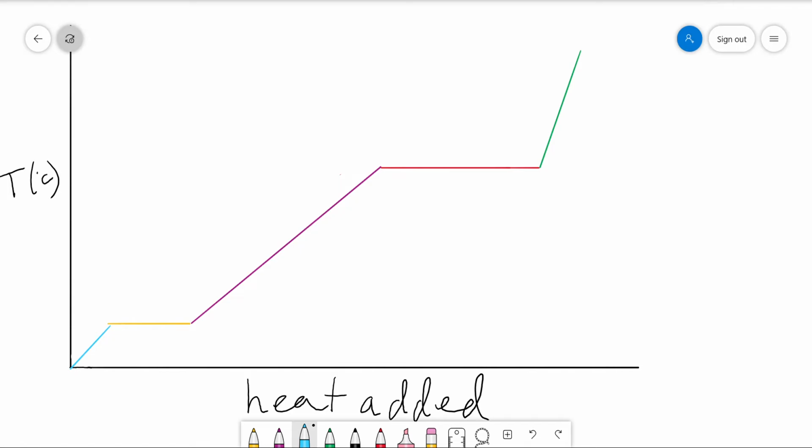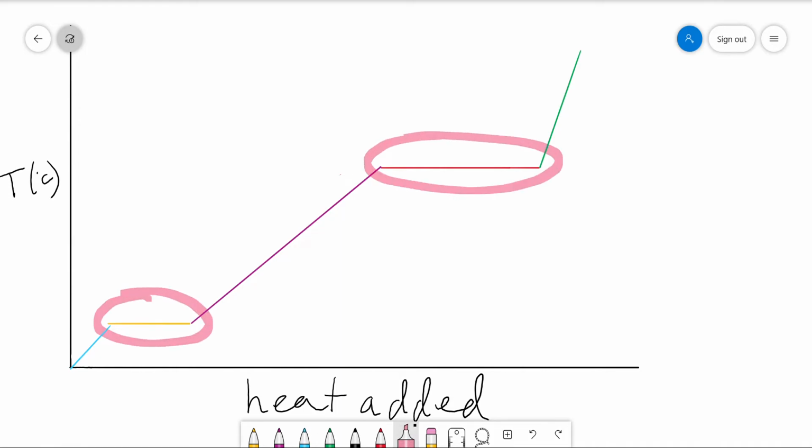First, I want to revisit this heat curve because there was something I forgot to mention. At these 2 points, and just so we remember, this is solid, this is liquid here, and then we have gas up here. At those 2 points that I've circled in the highlighter, those are at equilibrium. What does that mean?